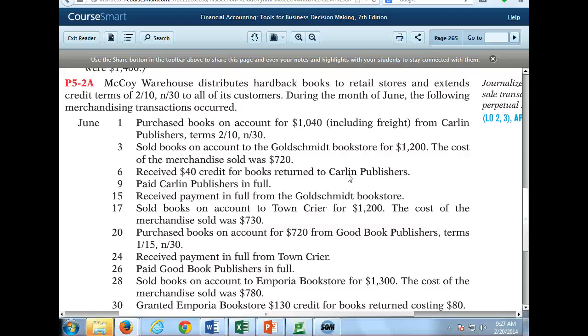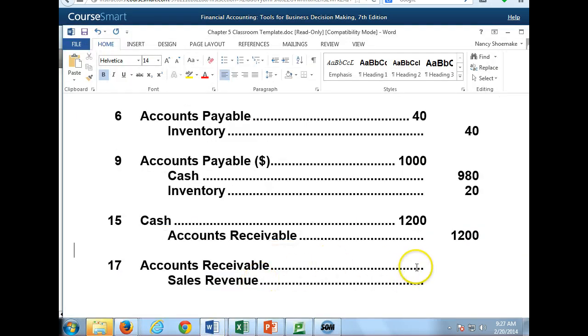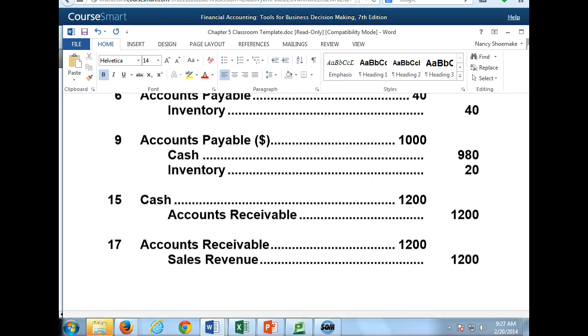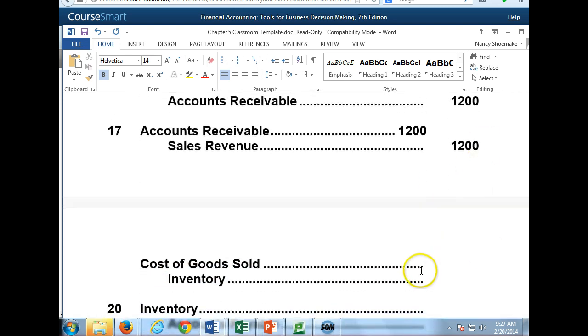Connor, how about you do it again? Because I want to hear your voice. Sold books on account to Tom Pryor for $400. The cost of the merchandise sold was separate. So what are we going to do there? What's our accounts receivable with them? And our sales revenue? $1,200. And then what about our cost of goods sold? We need to put $730, and we will reduce our inventory by $730.